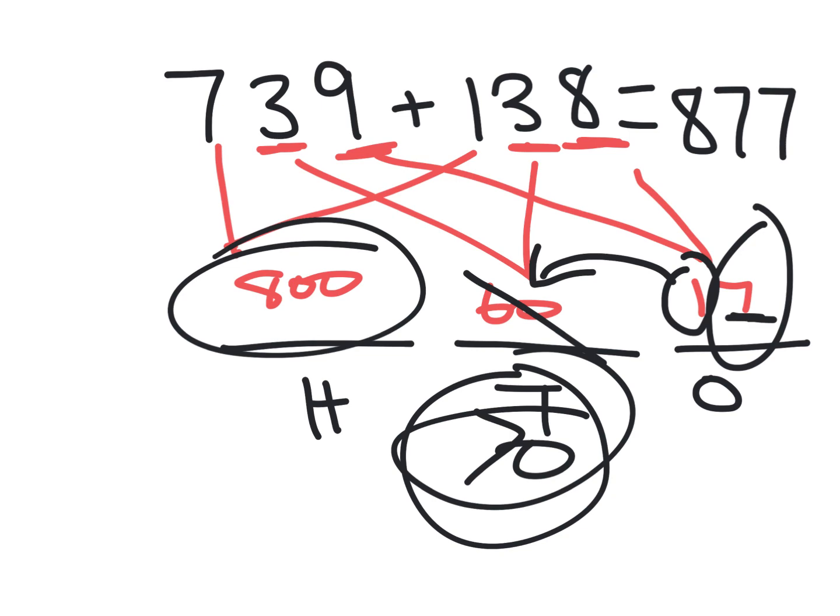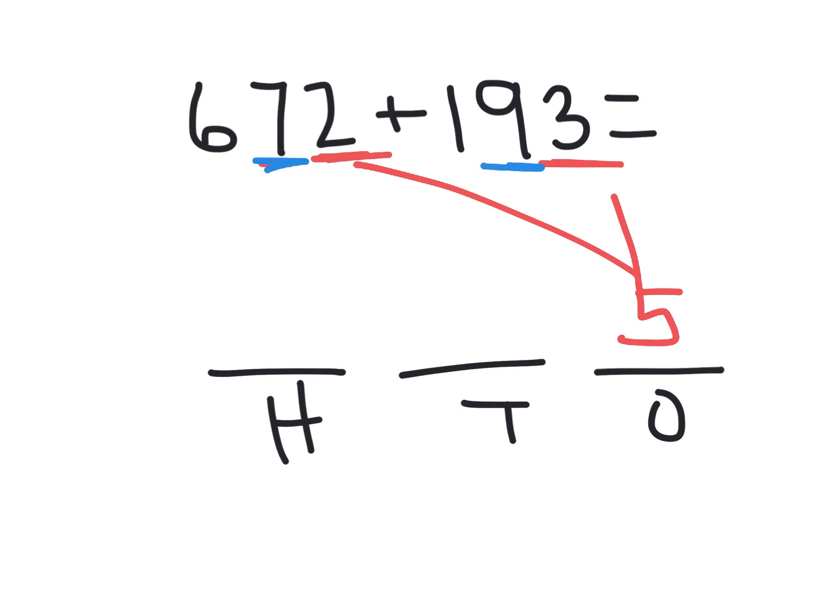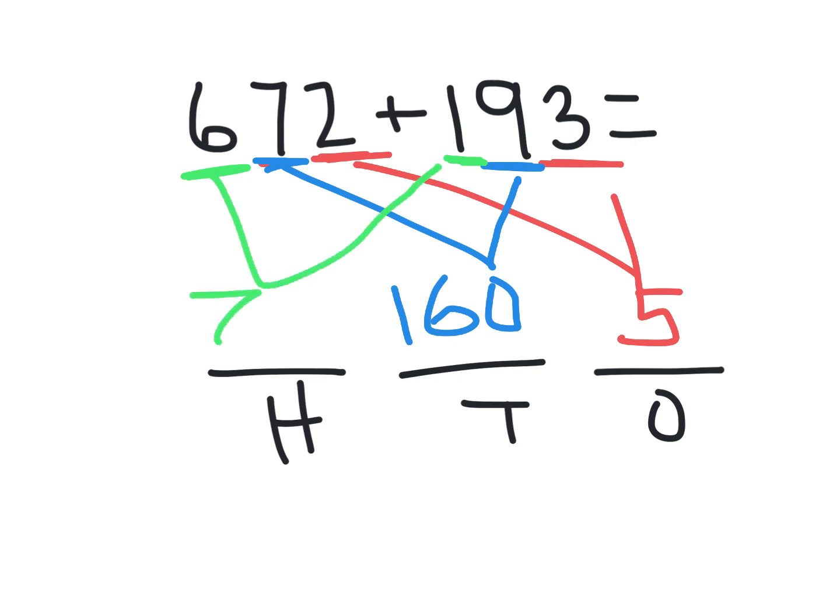Okay, last problem. Go ahead and set it up. 2 plus 3. That's the ones place. That's 5. And now we've got 70 and 90. 7 and 9. And just throw a 0 at the end. That would be 160. And then we have 600 and 100. 700.